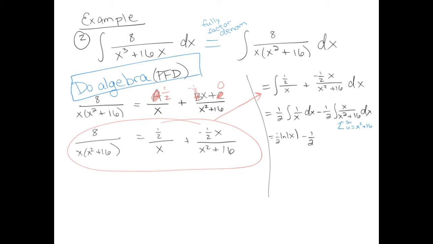And I'm just going to jump to the answer. You get a half that comes from the substitution, and ln of x squared plus 16. There we go. That's the answer to the problem.